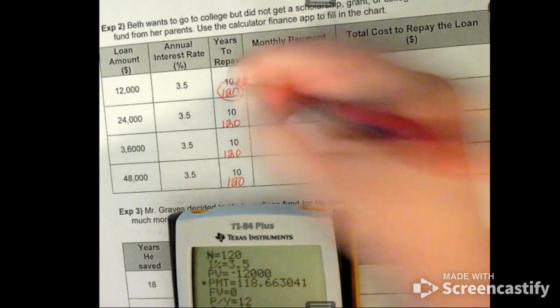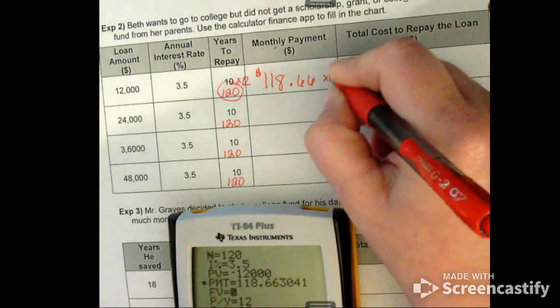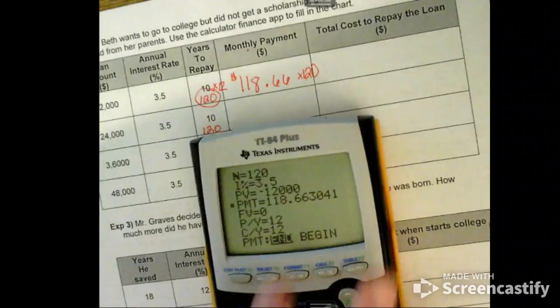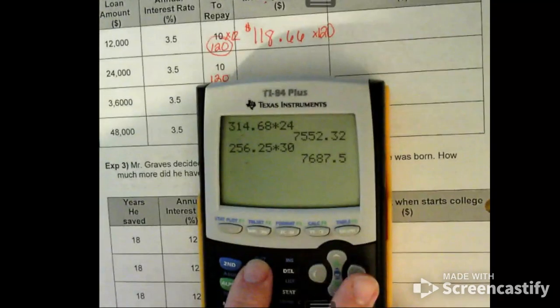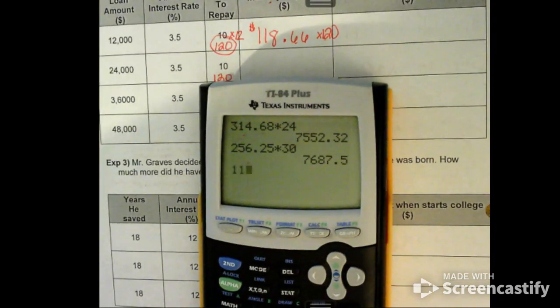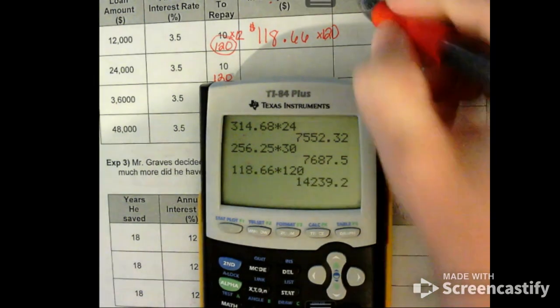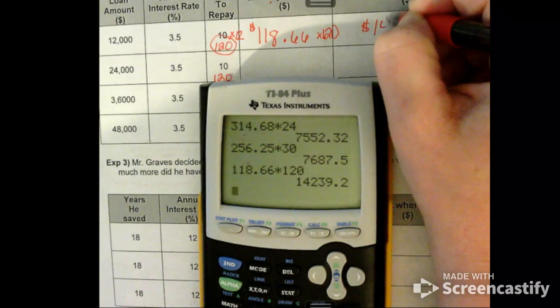How many months am I paying over? So I multiply by 120. So I do second quit. Get out of there, and I do 118.66 times 120. That's 14,239.2.